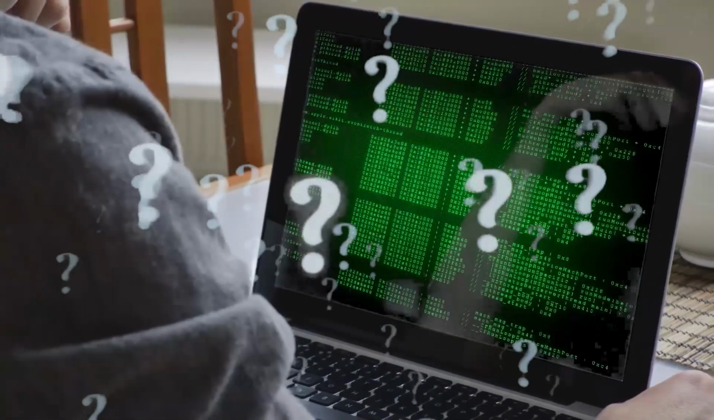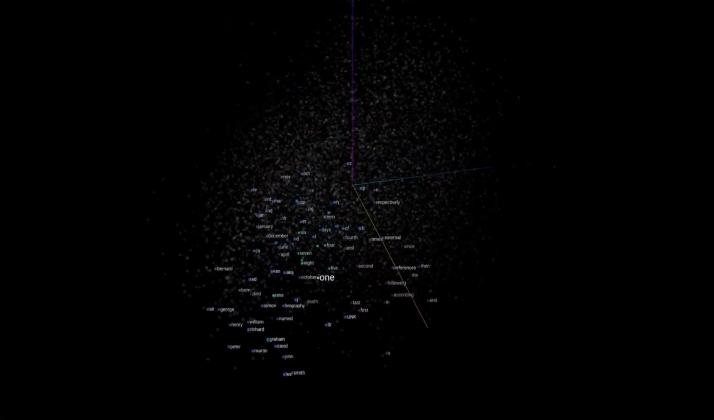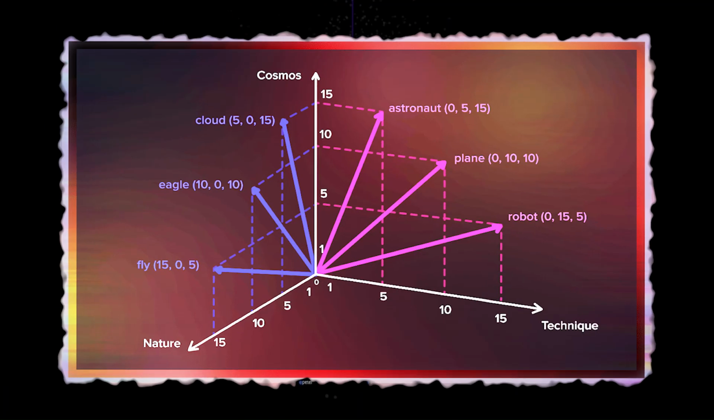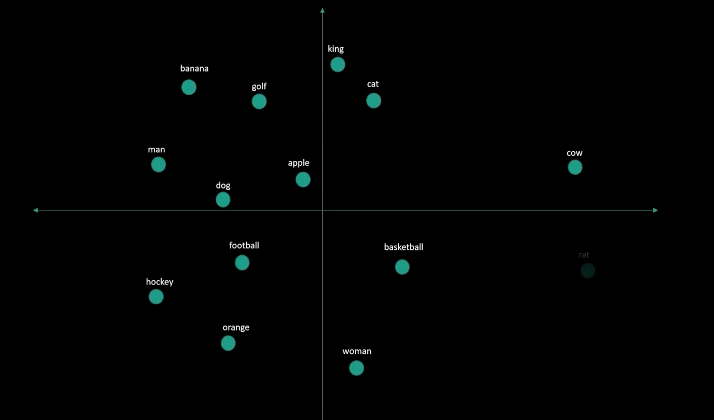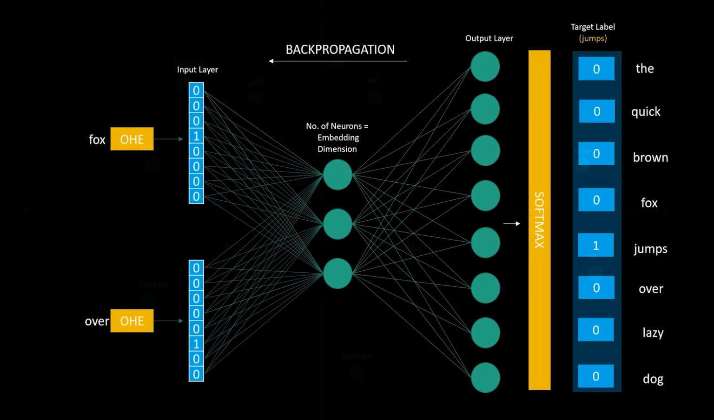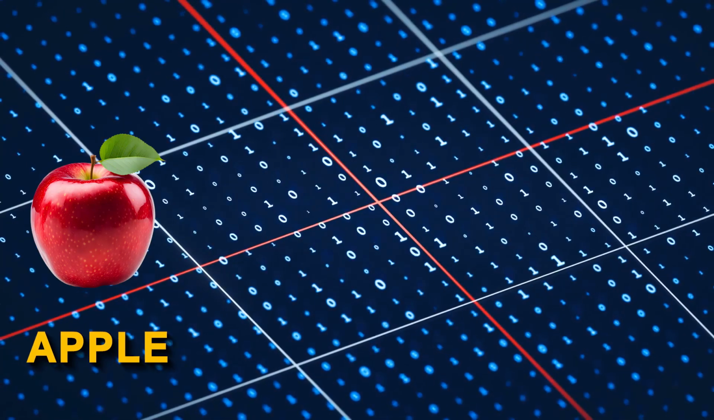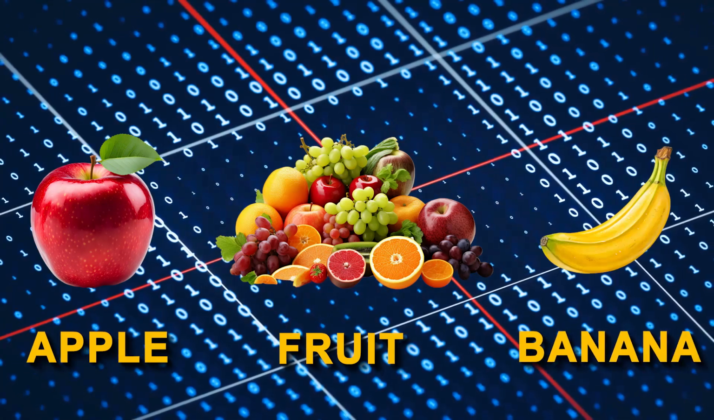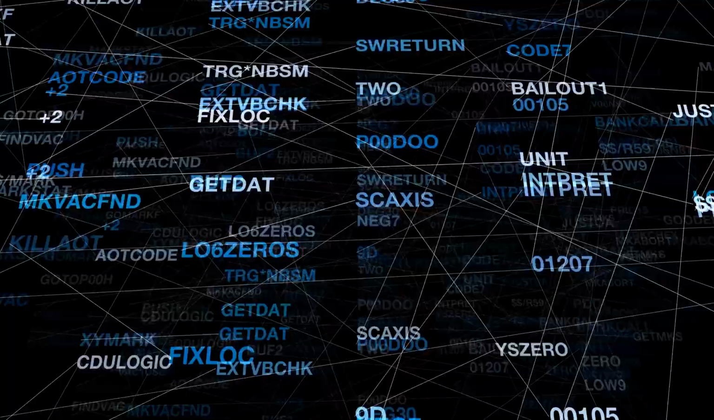So, what exactly is an embedding? Simply put, an embedding is a vector, a numerical representation of a word in a high-dimensional space. Think of it like a map of meanings. Each word is placed in a specific spot based on its meaning and how it relates to other words. For example, the word apple might be closer to fruit and banana than to a word like car. Embeddings help understand the relationships between words based on their context.